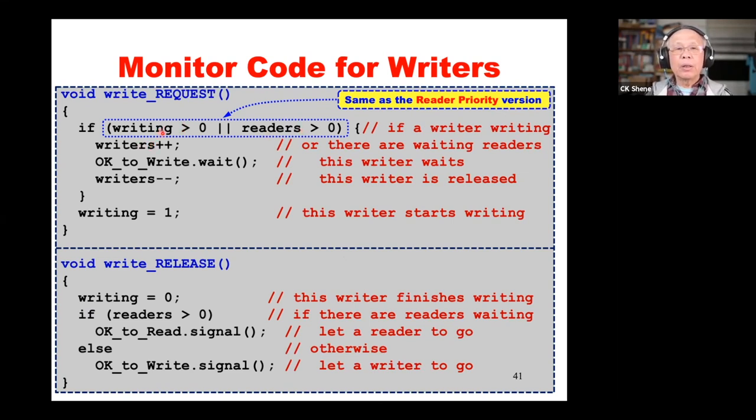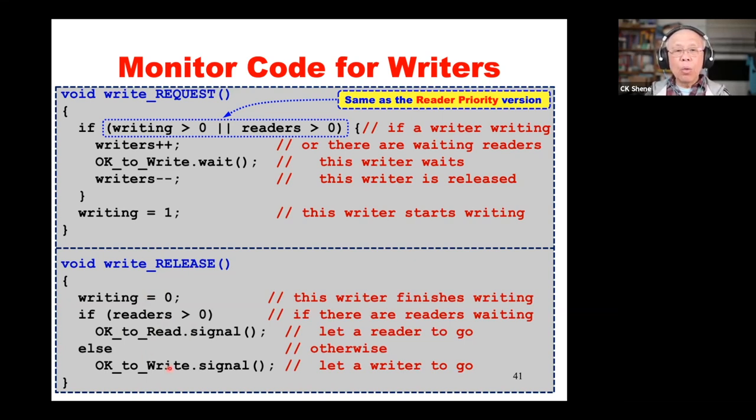Now here, as long as there is a writer writing and there are readers waiting, the writer waits until it is released. Once it is released, it sets writing to one, indicating I start writing. So the remaining is the same for write release. Once a writer finishes writing, set writing to zero and check to see if there are waiting readers, allow one to go, otherwise allow the writer to go.